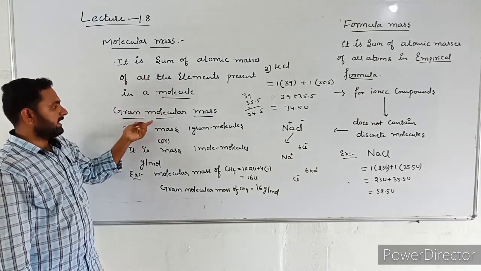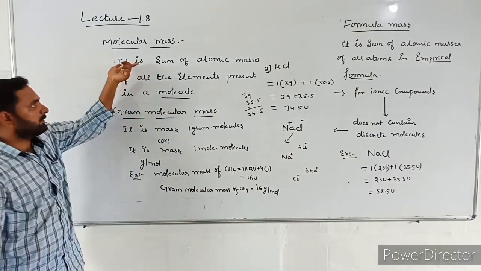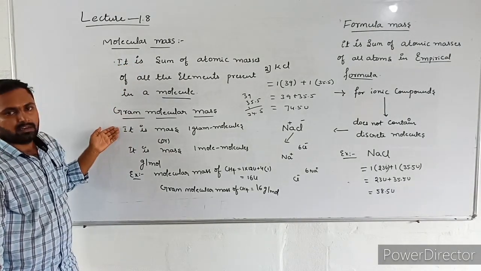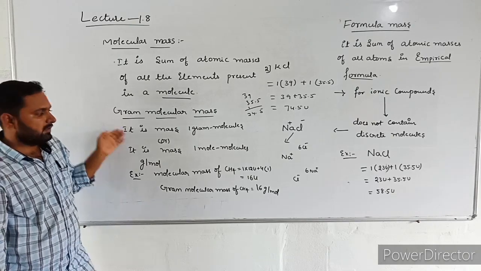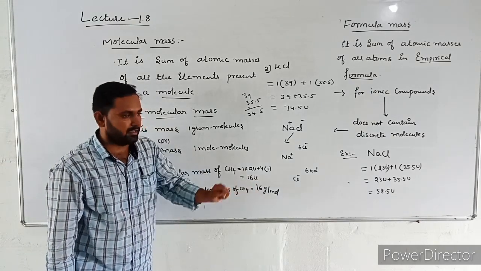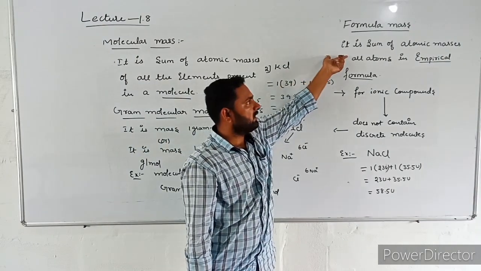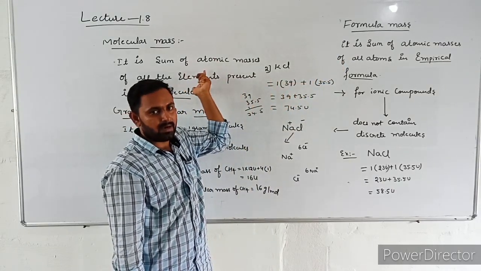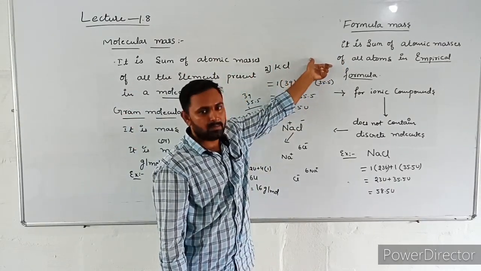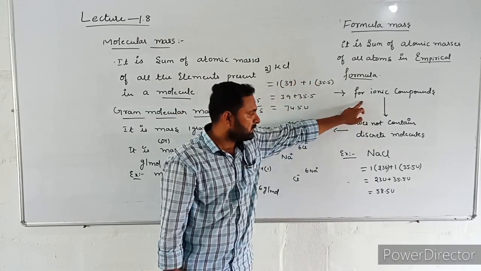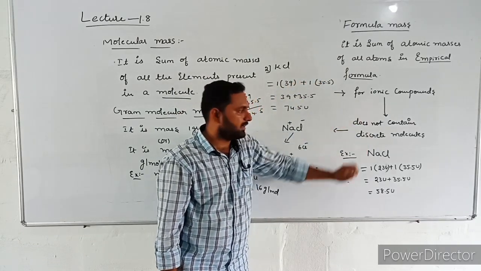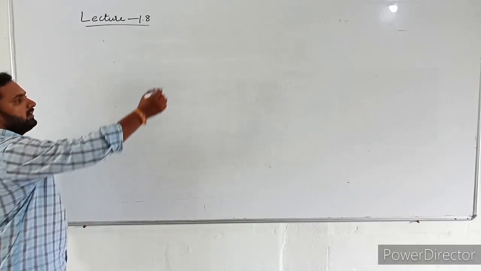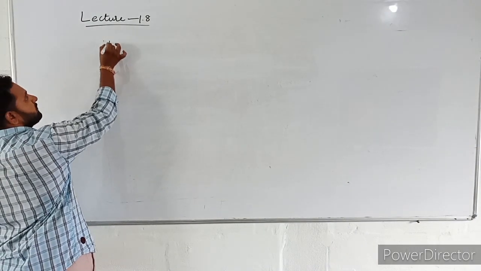Molecular mass and gram molecular mass. What is the difference between molecular mass and gram molecular mass? Both are numerically the same, but units are different. Then what is formula mass? For ionic compounds, instead of molecular mass, we use formula mass. Why? Because ionic compounds do not contain discrete molecules. The next one, relation between molecular mass and vapor density.